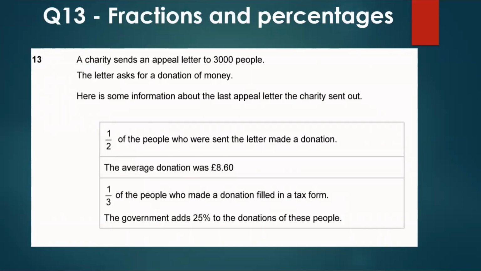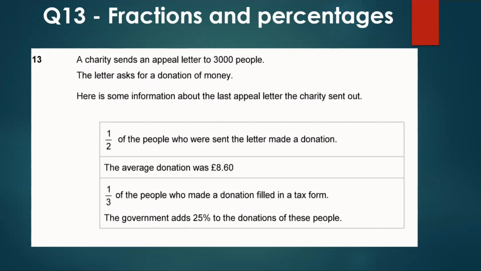It is a 6-marker question, so it's looking for roughly 6 points for you to get the full mark. So you've got a charity sends an appeal to 3,000 people. The letter asks for a donation of money. Here is some information about the last appeal letter that the charity sent out, and this is the analytics that came back. Half of the people who were sent the letter made a donation. So we know that half of 3,000 people were making a donation.